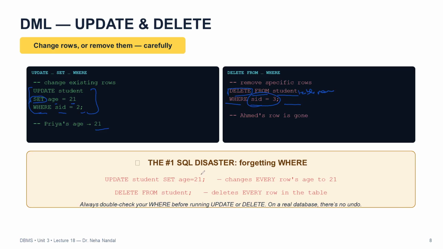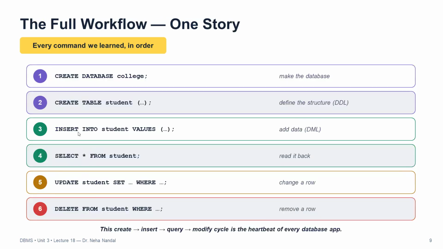So what is happening? We have just discussed creation, that is the data definition language, and the manipulation language. And we have just discussed some commands like create, alter, drop for DDL. And for DML, we have discussed select, update, delete. So we will see how they work. So this is a complete workflow in one story.